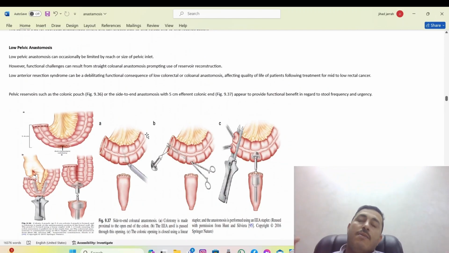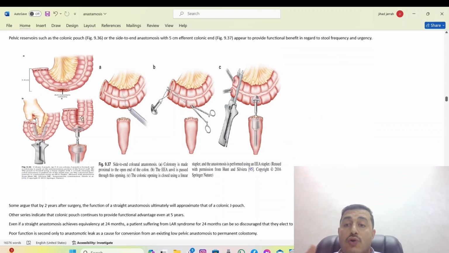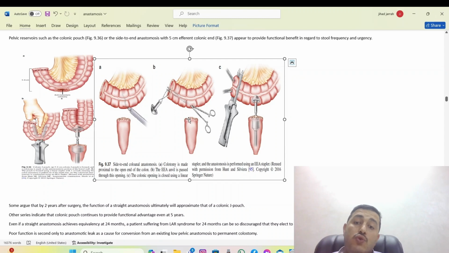As we said, the more distal the anastomosis, the more we have to think of creating a pouch, a segment that will accommodate the accumulation of the stool. And here appears the technique which we call the colonic J pouch. This is the colonic J pouch, and this is one picture. This is another, which we call side to end or Baker technique, Baker anastomosis.